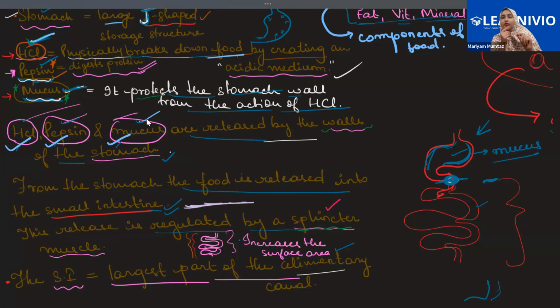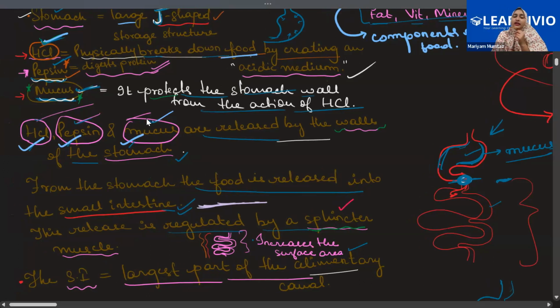Once the food goes from the stomach to the small intestine, it is regulated by a sphincter muscle, sort of like a pathway or a gate. When that gate opens, only then will the food go into the small intestine, or else it can't. It is also there so that the food does not go back. That is why the sphincter muscle is present at the junction of the stomach and the small intestine.